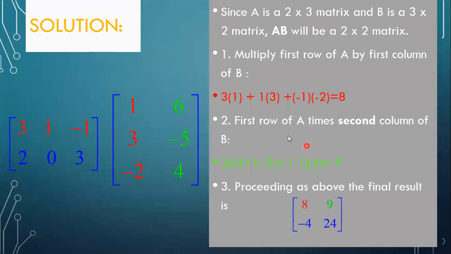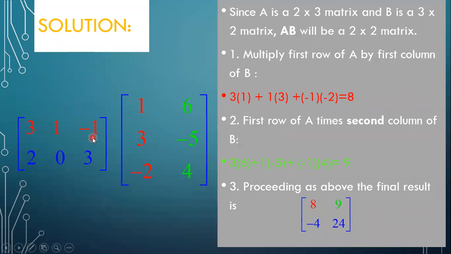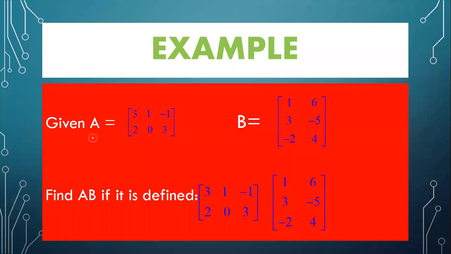Now let's look at a case where we have the matrix A, which is this one, and the matrix B, which is this, and we are supposed to multiply them. First of all, we need to look at the order of these two matrices. This one here is a 2 by 3 matrix, whereas this one is a 3 by 2 matrix. Since the number of columns in the first equals the number of rows in the second, the two can be multiplied, and the answer will be a 2 by 2 matrix.